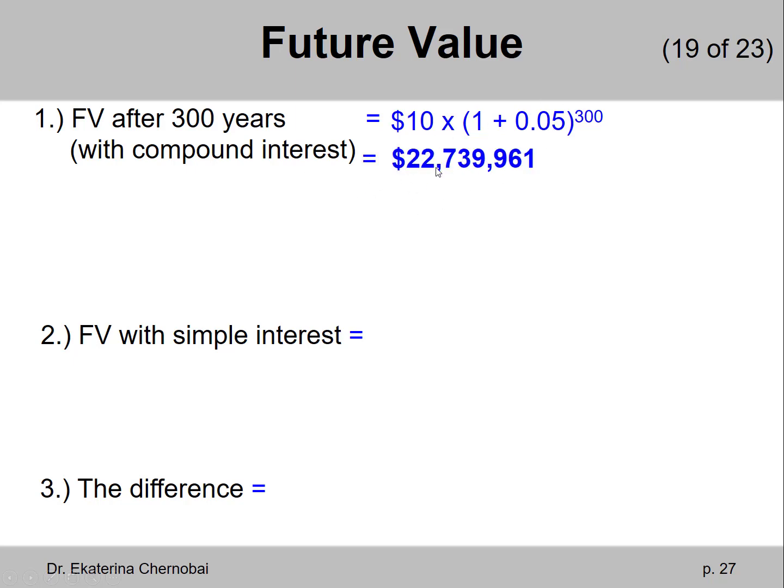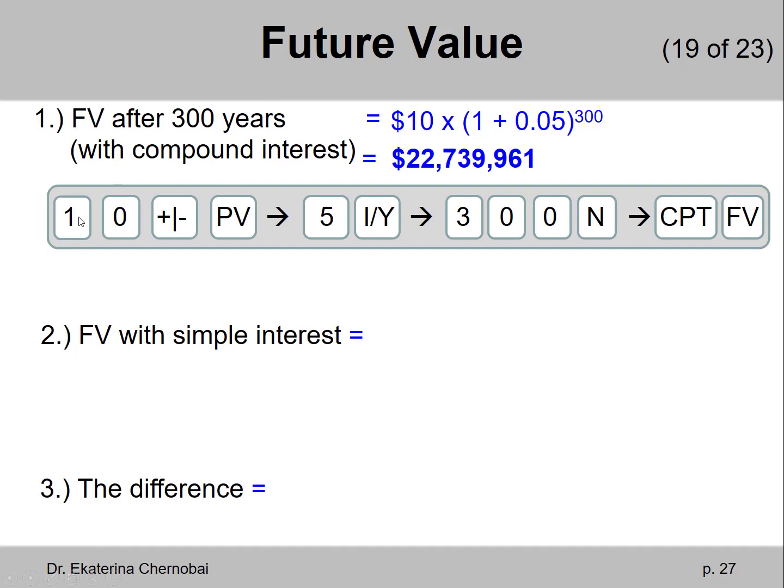The answer to question 1 is approximately $22.7 million. So that's how much you would have in your account now from $10 deposited at 5% 300 years ago. In the financial calculator, again, 10 would be your present value, what you started with. And you would change it to a negative value so that when you find the answer, the future value, it will be displayed correctly with no negative sign next to it. Then 5 is your interest rate, 5 IY. 300 is the number of years, right?